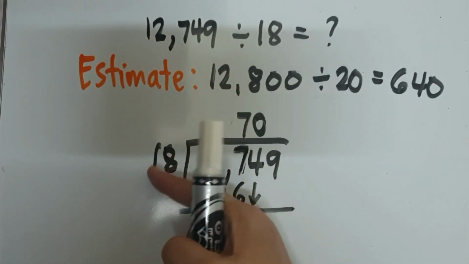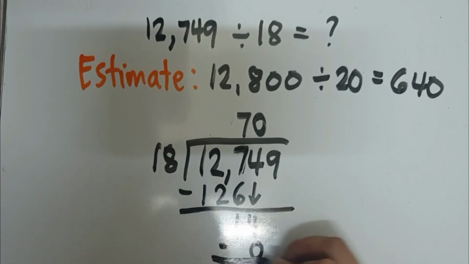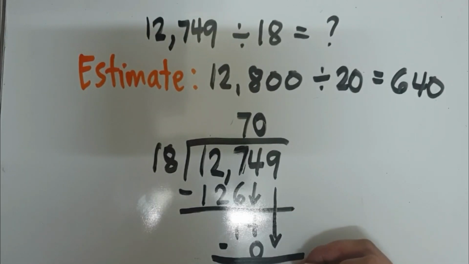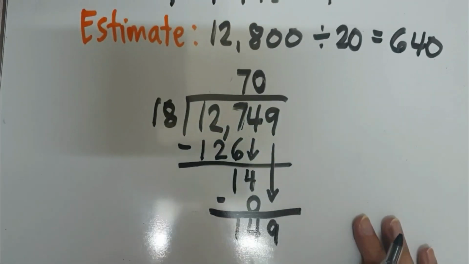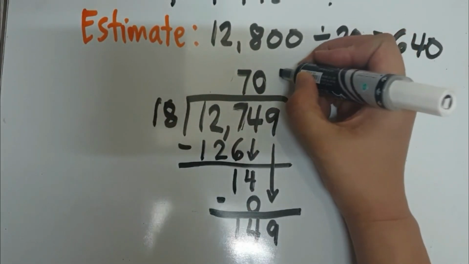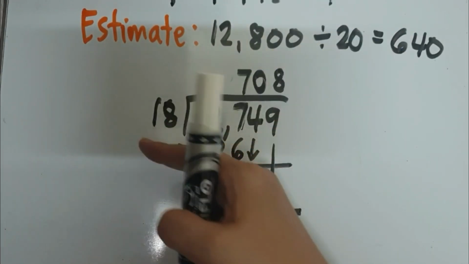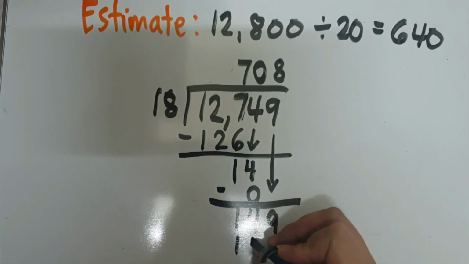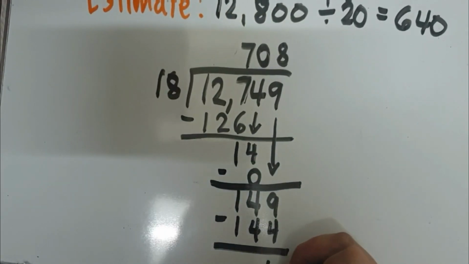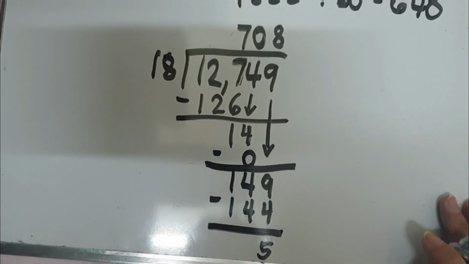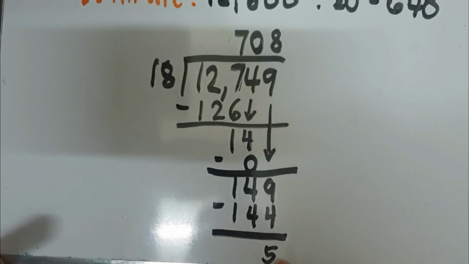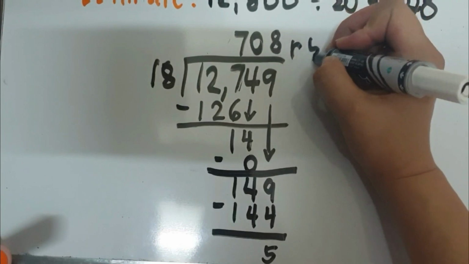And then 0 times 18, that will give you 0. Subtract, that will give you 14. And then, this is the only time that you will bring down 9. So we have here 149 divided by 18, that will give us 8. And then 8 times 18, that will give us 144. Subtract, the answer will be 5. As you can see, we don't have any more digits to bring down. So, 5 here is our remainder. So, you just write R and then 5.